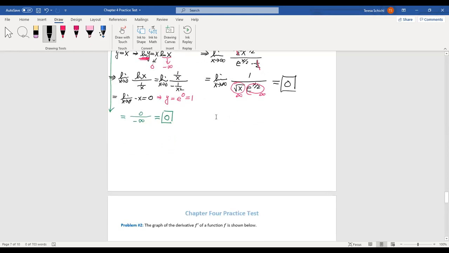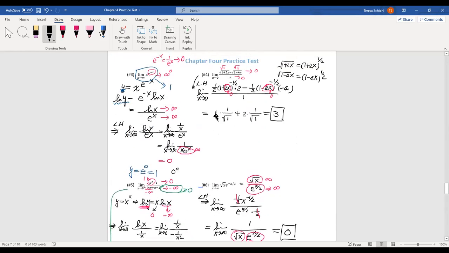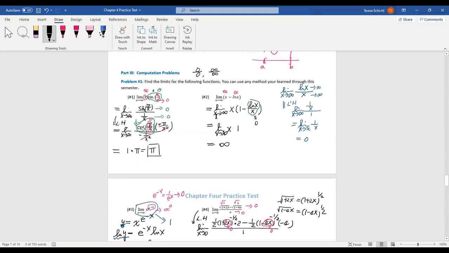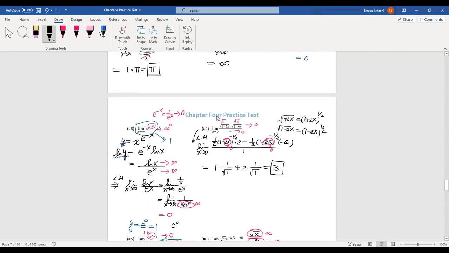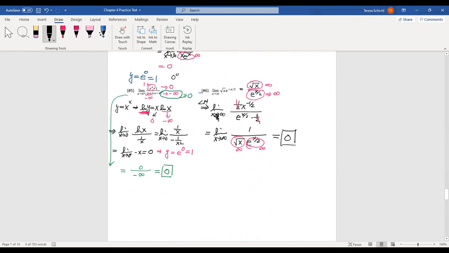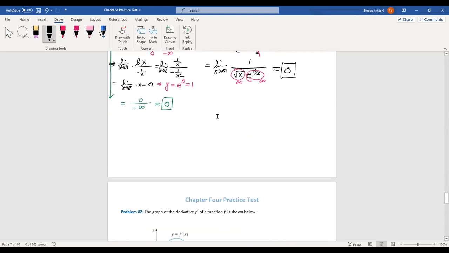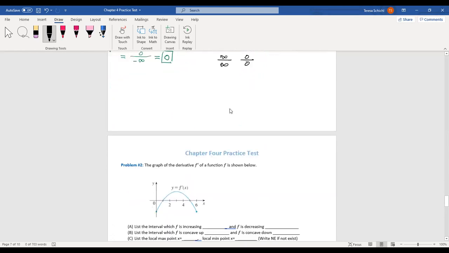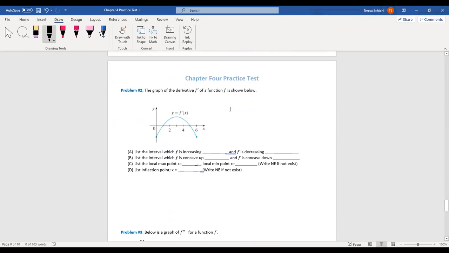So those are very important limit problems. Sometimes you can use the limit methods we learned in the limits unit, or you can use L'Hopital's rule. But remember, L'Hopital's rule requires you to have 0 over 0 or infinity over infinity. If it's not, then you need to find a way to change it into one of these. All right, so the next one is here, the graphing.